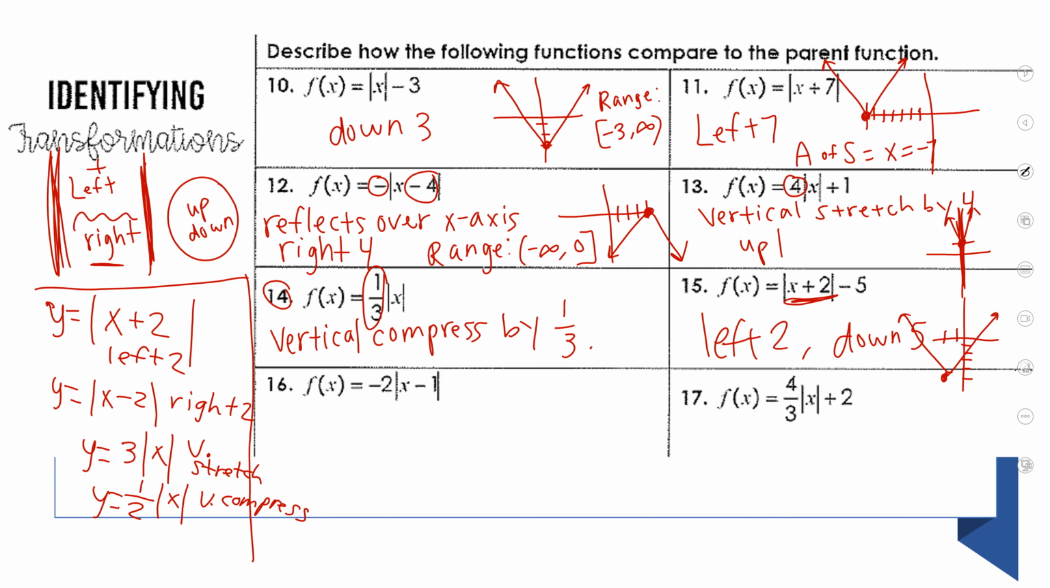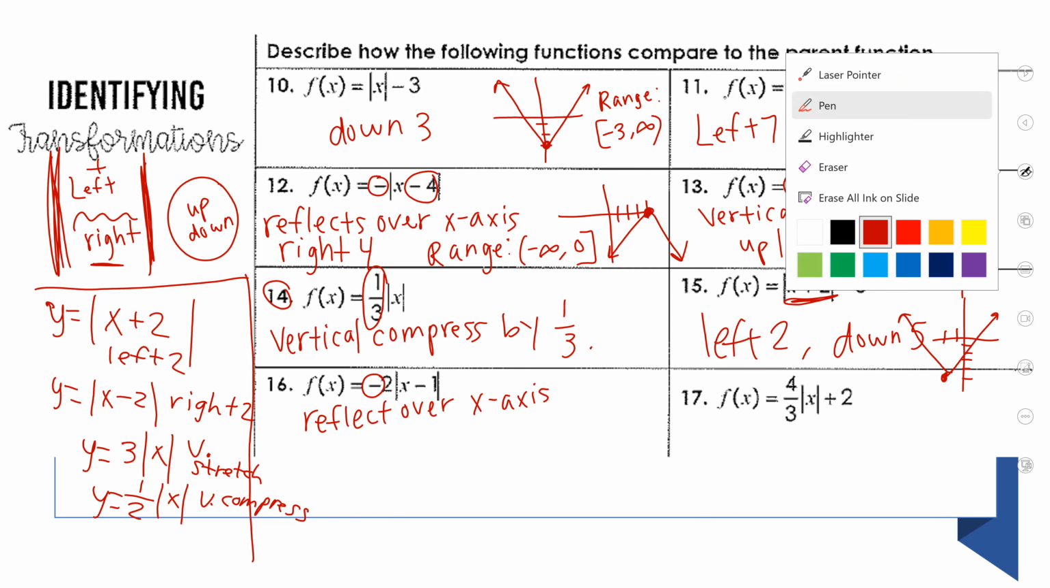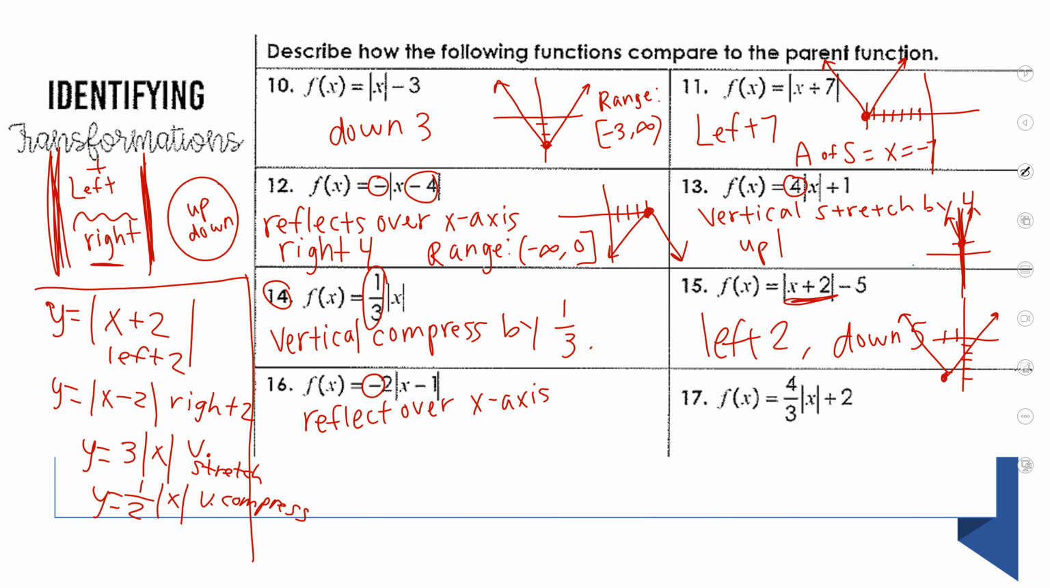Number 16, I have a negative in the front. Look back at your notes. For negative in the front, what did we say? A reflection. So everyone write that: reflect over the x-axis. Now we're going to do the next thing that they did. I have a 2 right here in the front. What did we say right here when we have a number bigger than 1? Vertical stretch. So this is a vertical stretch by 2.